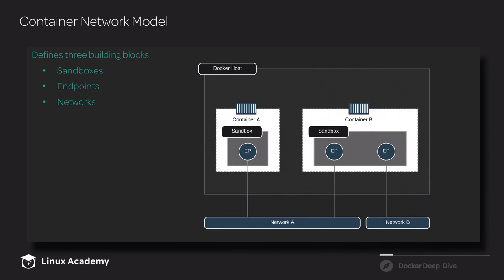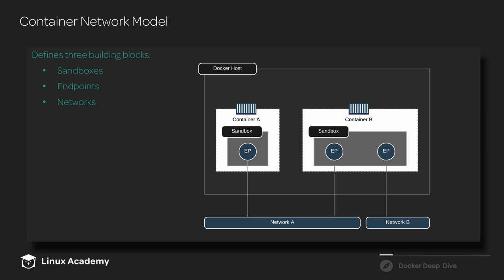This diagram illustrates how the CNM components relate to containers. If you look inside both container A and B, you can see that we have the sandbox component. And this is what provides networking connectivity for our containers. Container A has a single endpoint. And again, this is our virtual interface. And that endpoint is connecting to network A. Now on container B, we have two endpoints, one connected to network A and the second connected to network B.